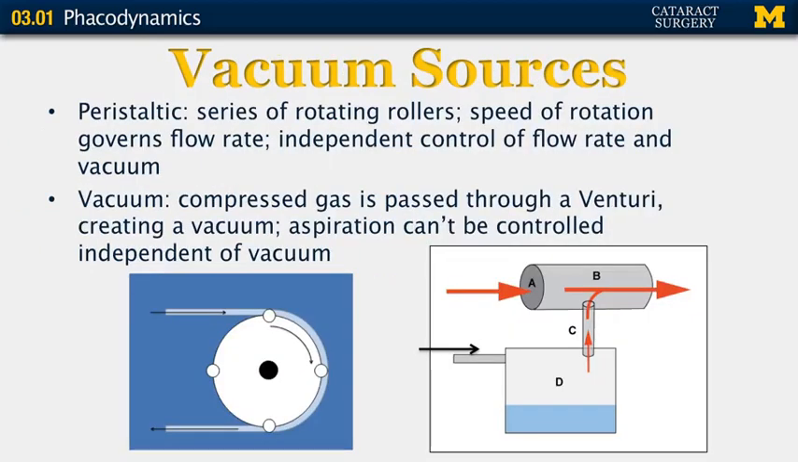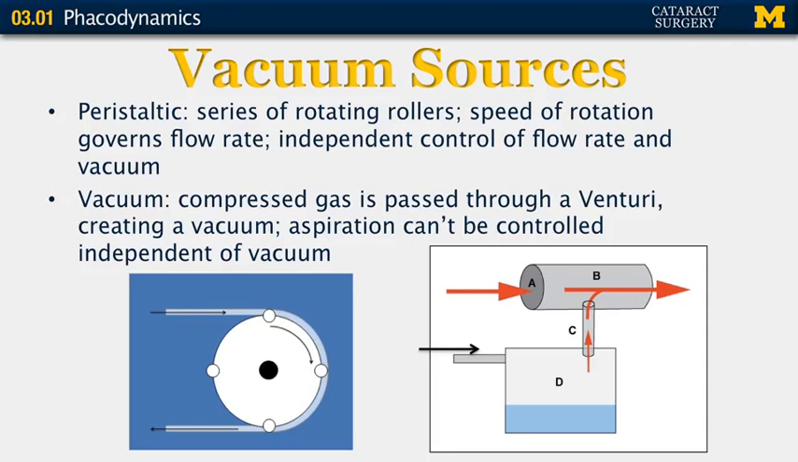Let's talk now about how these relate to the vacuum sources. We talked about a peristaltic pump, where the rollers move fluid through the pump, and the speed of the rollers determines the flow rate. The surgeon sets both the flow rate and the maximum vacuum on the machine, and the vacuum will rise once occlusion is achieved up to the preset maximum. So the surgeon sets both the flow rate as well as the vacuum.